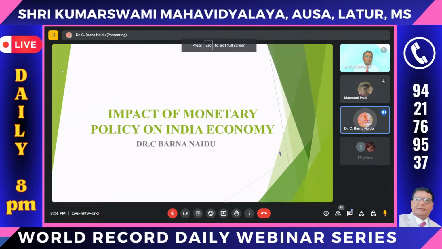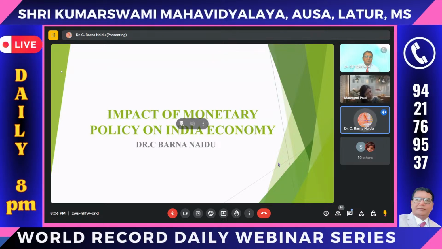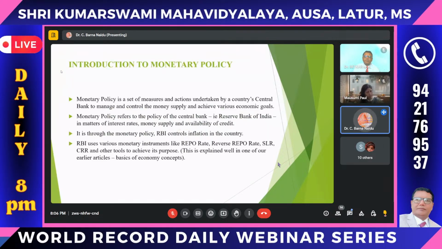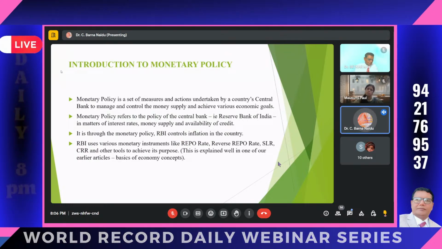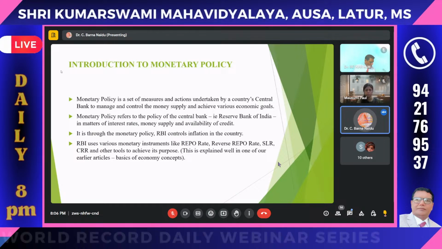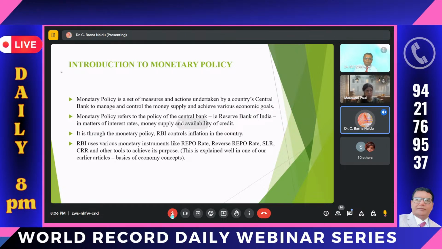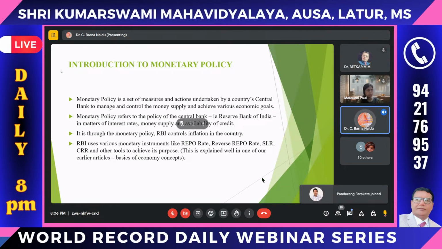So I'll be starting off with the impact of monetary policy on the Indian economy. But before we move to the impact part, let's understand what monetary policy is. Monetary policy in India is a strategic tool monitored by the Reserve Bank of India to regulate the money supply, interest rate, and overall economic stability. Monetary policy helps regulate the supply of money in the economy, and it is monitored by the RBI.